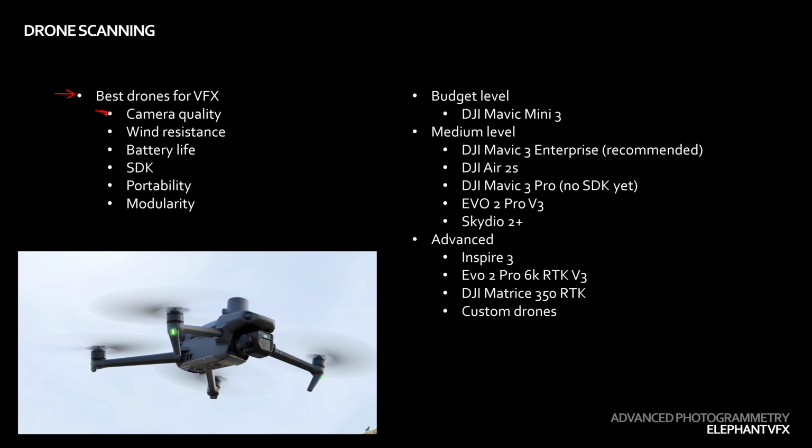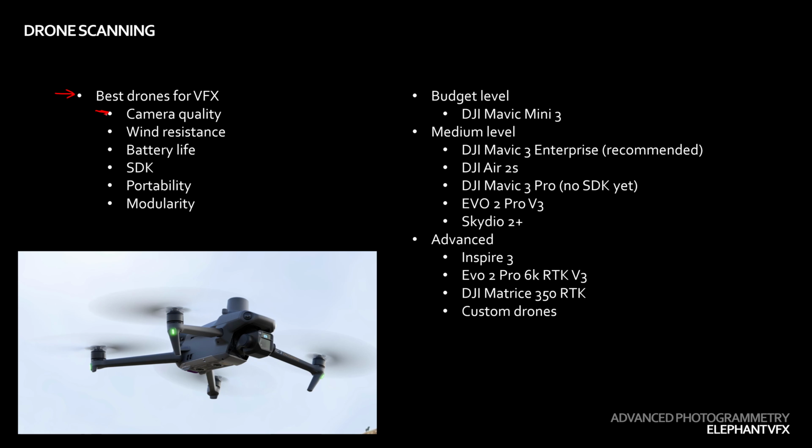You want a camera that is good enough, it has enough resolution, it has enough dynamic range, it can shoot ideally raw images and videos. That's a little bit more complicated. Most of the commercial drones do not shoot raw footage when it comes to videos. But again, for scanning, most of the time we're using photos. We're not using video, so that's fine.